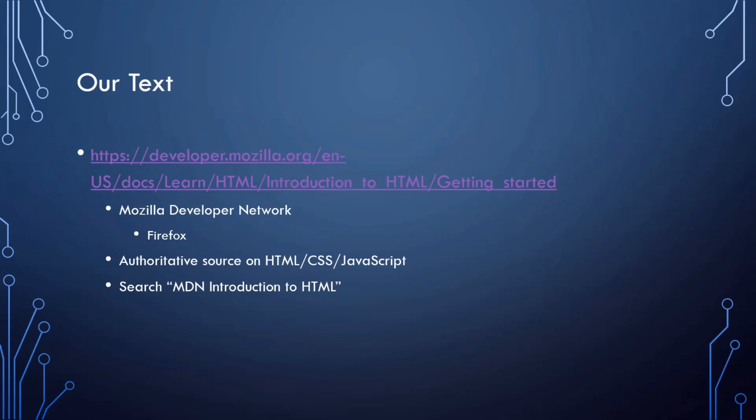So on the Mozilla Developer Network, you can find what would be referred to as reference material, but you can also find tutorials. And if you search MDN Introduction to HTML, you'll find essentially the chapter that these lectures are based on. And for any HTML, CSS, or JavaScript topic that you want to look up, if you add the letters MDN to your search criteria, you'll be directed to the Mozilla Developer Network page on that topic.